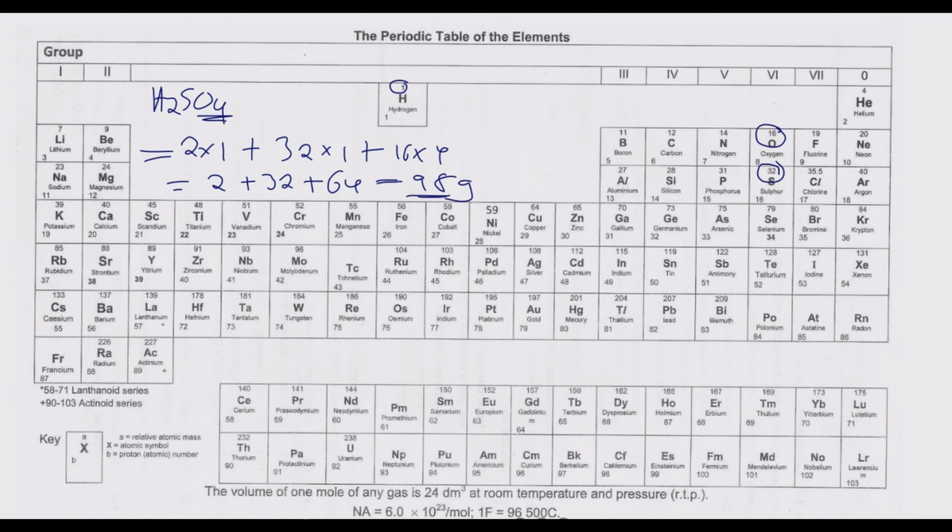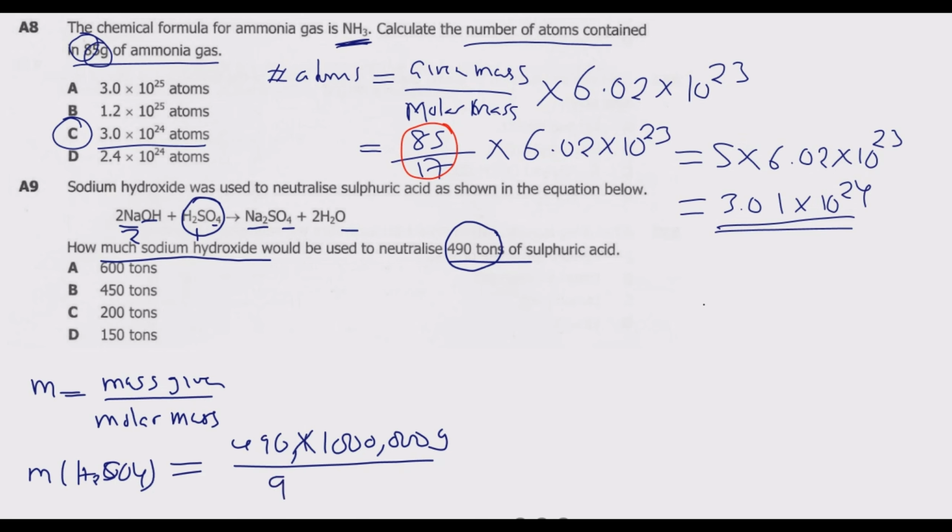Having done that, we can substitute. So 98 into 490, we end up with 5. So 5 multiplied by this 1 million, we have 5 multiplied by 10 to the power 6, to reduce on the space. Remember, to the power 6, we know that is a million. So these are the moles of sulfuric acid. If here we have 5 million moles, what should be here? Because it's 2 to 1, this should be 10 million moles.